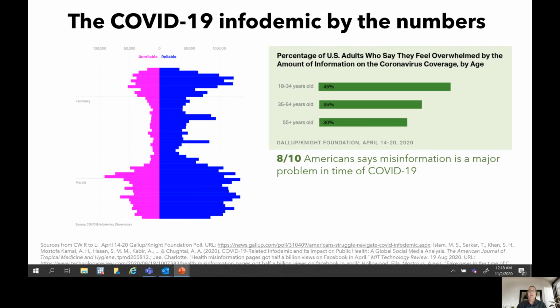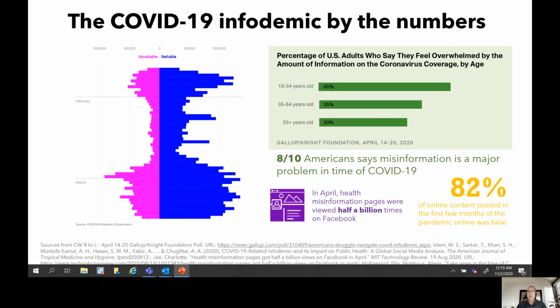And indeed, when American adults were interviewed, they clearly reported being overwhelmed by the amount of information on coronavirus coverage across age groups. And additionally, 8 out of 10 Americans say that misinformation is a major problem in the time of COVID-19. In April, health misinformation pages were viewed 500 million times on Facebook alone. 82% of online content posted in the first few months of the pandemic was false too.